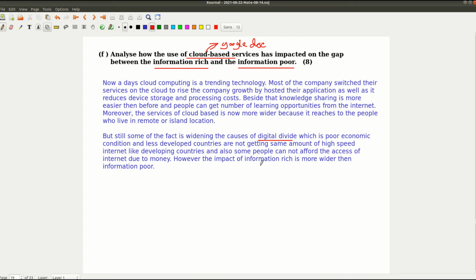So however, the impact of information rich is wider than information poor. If you consider all these things, then you will come up with a solution that I think information rich is wider than information poor, right? Still, because our knowledge is shareable, maybe some people are not getting that benefit, but if there is 100%, maybe 70% of people are getting benefited. So on that basis, I say, however, the impact of information rich is wider than information poor.